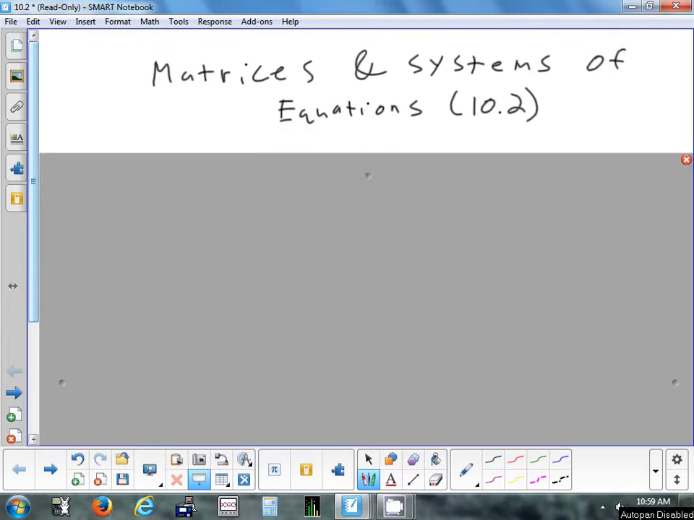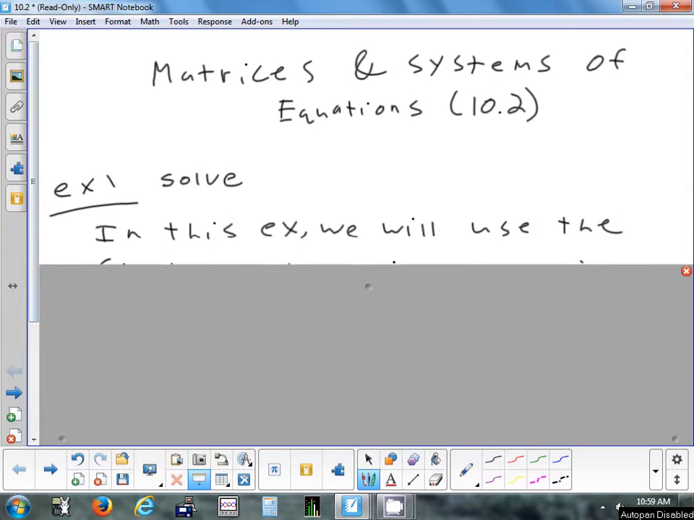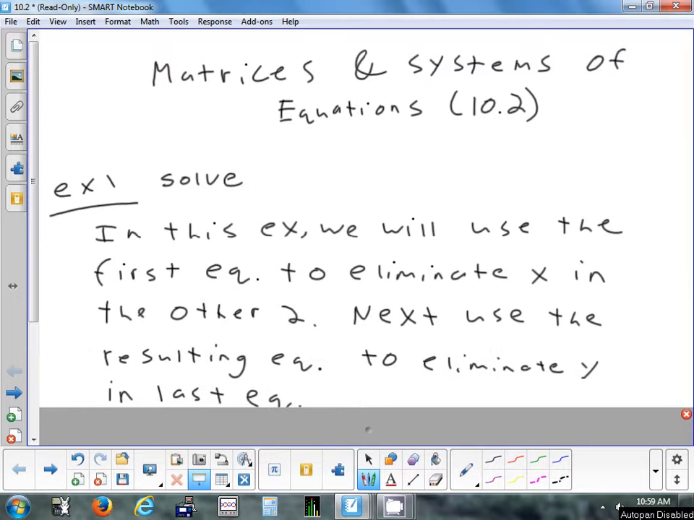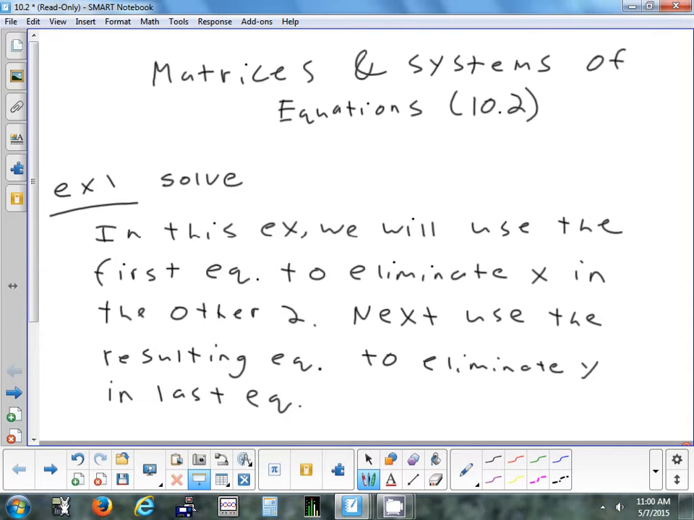Okay, so let's finish up chapter 10, 10.2. Yesterday we did 10.1, which was solving systems basically by setting up your equations, and then finding a way to multiply an equation by something so we could get zeros, to get rid of those other variables. All right. Well, we're going to try the same idea today, except we're going to use a matrix.